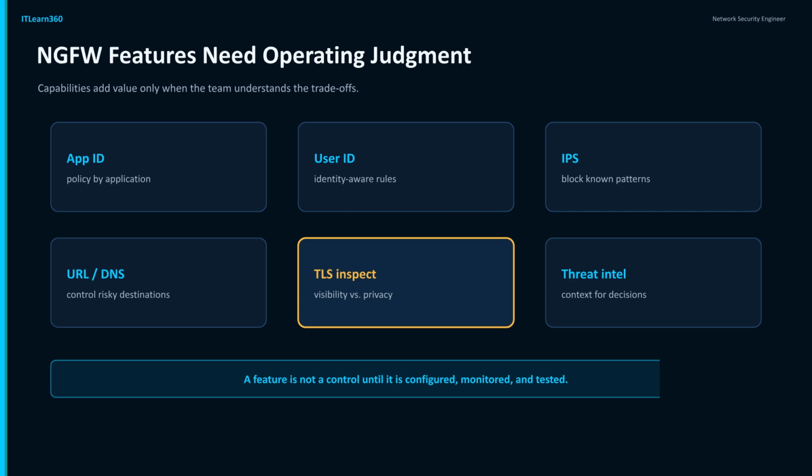IPS can block known attack patterns. URL and DNS controls can restrict risky destinations. TLS inspection can improve visibility, but it also introduces privacy, certificate, and operational considerations. Threat intelligence adds context, but it still needs validation. The important point is that a feature becomes a control only when it is configured, monitored, tested, and owned. At Summit Fresh, turning on a capability without understanding how it affects warehouse traffic could create a new outage. That same operating judgment is needed when choosing how remote users, partners, and sites should connect to the environment.